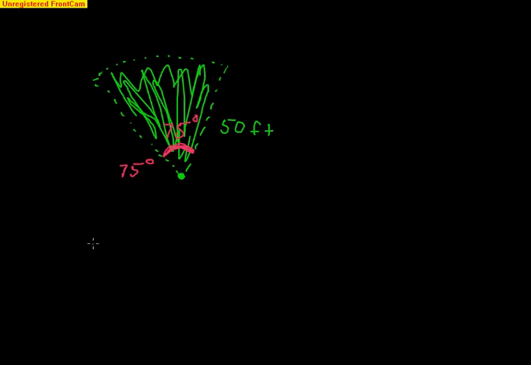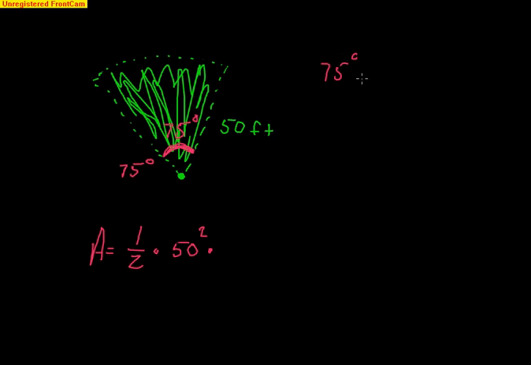So the area formula is 1/2 times the radius, and the 50 feet is the radius that is spraying out back and forth. So that'd be the 50 squared times theta. But I have to be careful here because theta needs to be measured in radians, and it's currently measured in degrees. 75 degrees makes sense to us. We could visualize 75 degrees, but in order for the formula to work, it needs to be in radians.